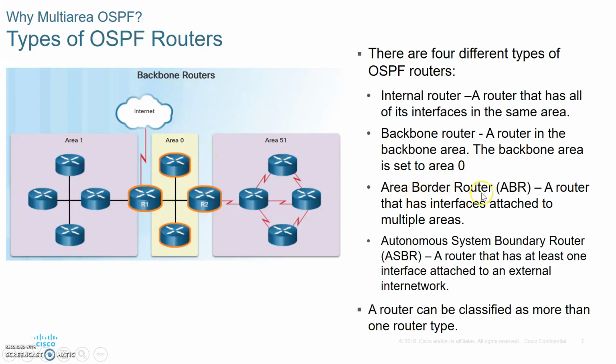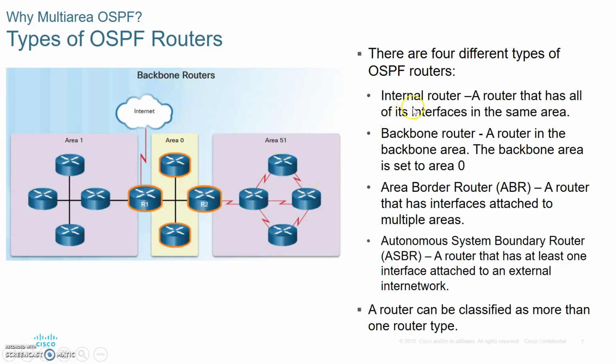Next, the area border router. An area border router is a router that has interfaces attached to multiple areas. In this case, R1 and R2 are area border routers because they have interfaces connected to more than one area. R1 has interfaces connected to area 0 and area 1. R2 has interfaces connected to area 51 and area 0. So R1 and R2 are area border routers.